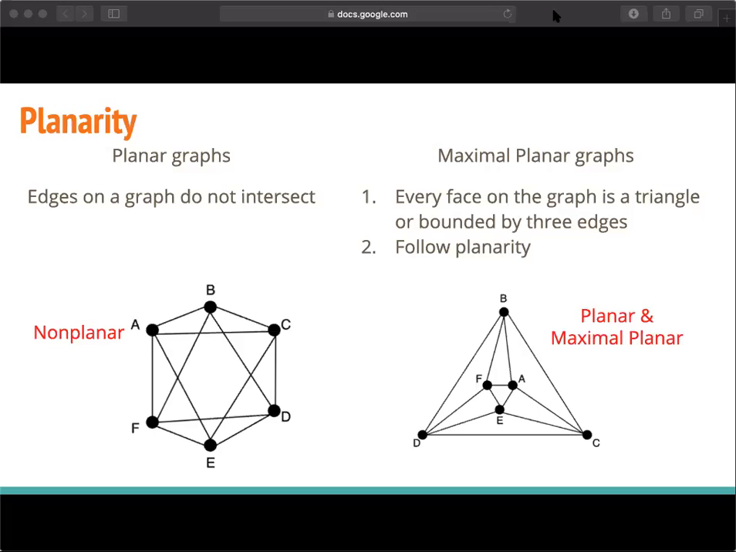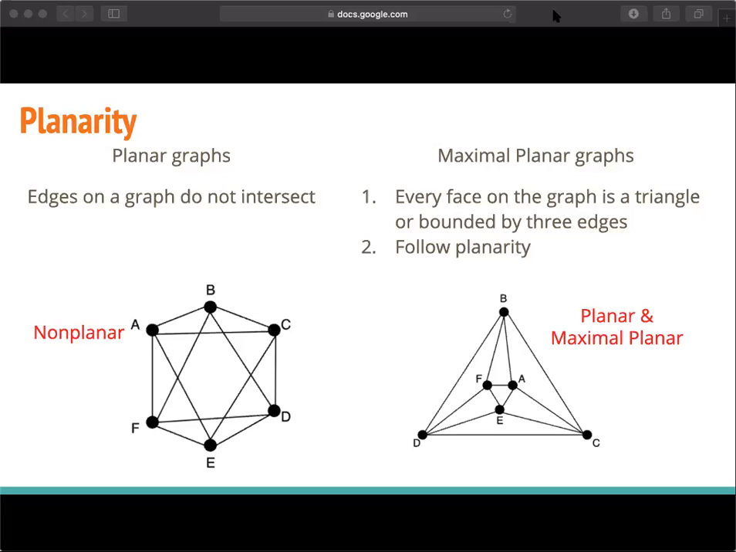A maximal planar graph is a graph where every face is a triangle or bounded by 3 edges. And a maximal planar graph also has to follow planarity, to which no new edge can be added without crossing each other. So on the bottom right graph, you can see that one is maximal planar because every face in the graph is a triangle, and there aren't any edges that cross each other. So that's what makes it maximal planar.